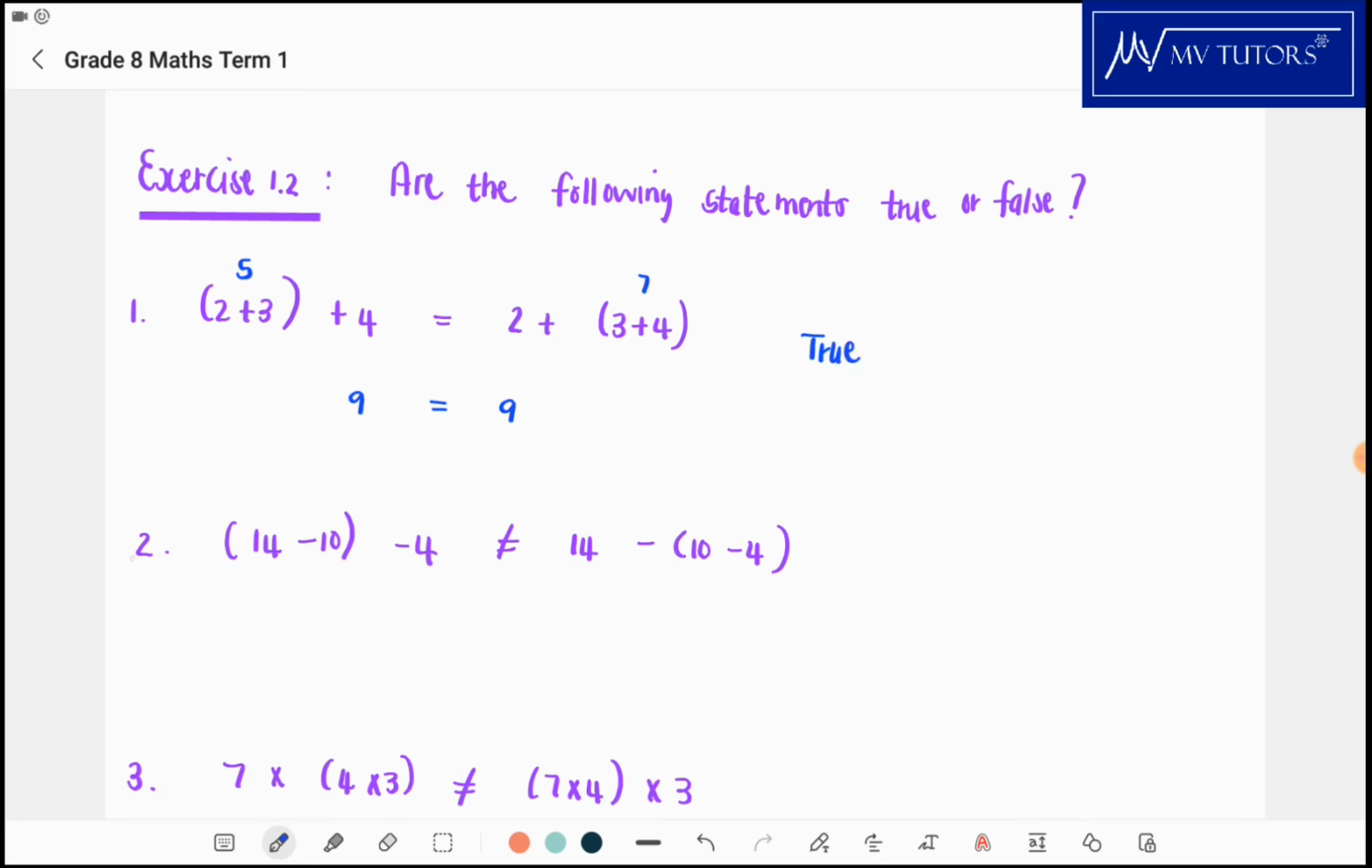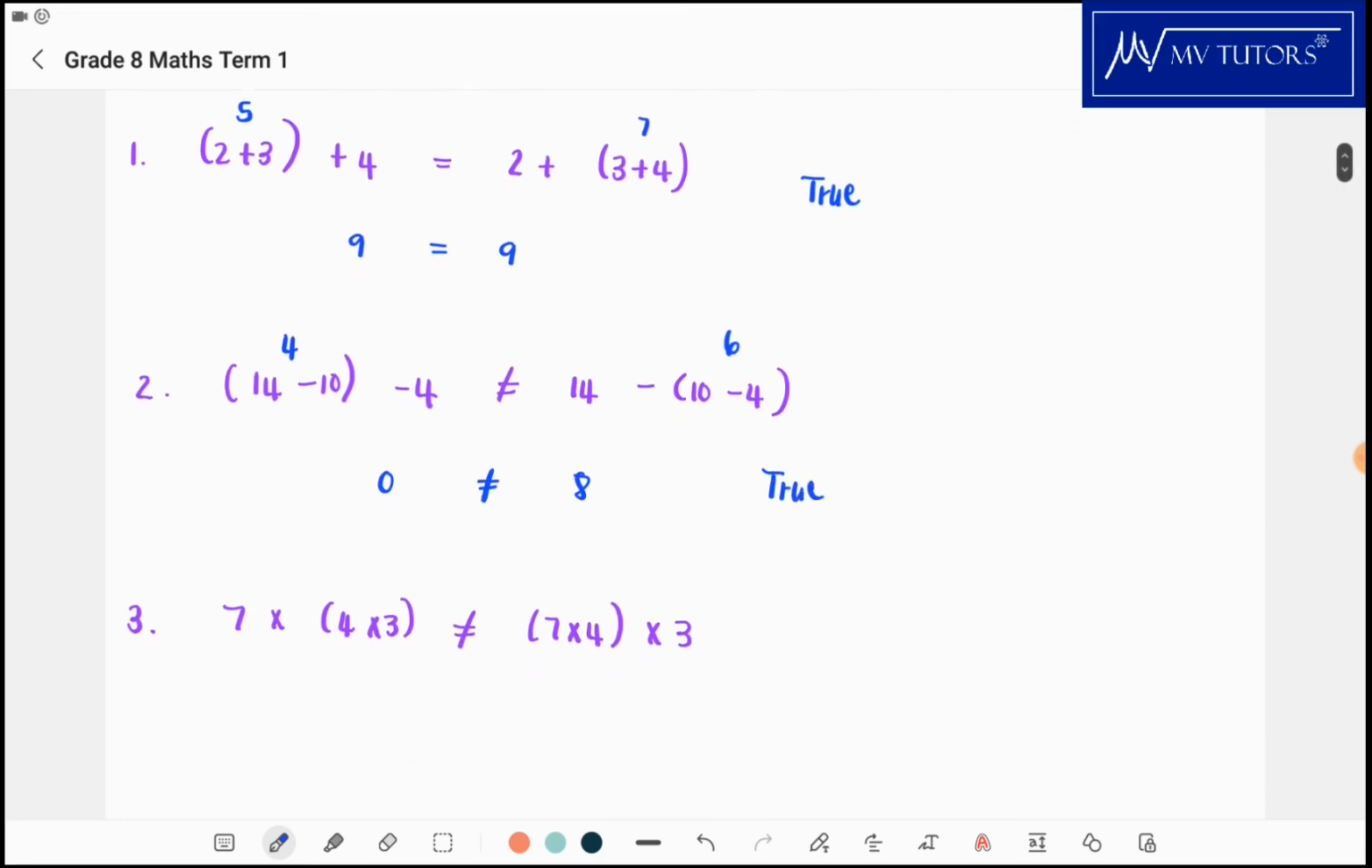In the second question, we have 14 minus 10. 14 minus 10 is 4. And 4 minus 4 is what? 0. Then we have 10 minus 4, the brackets, that is 6. 14 minus 6 is 8. So yes, 0 is not equal to 8. So that is true.